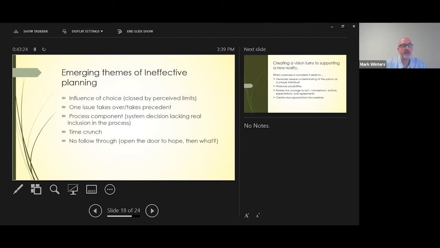Ineffective planning, not to say that this happens all the time, but there are times when planning becomes difficult and it is not as effective as it could be. And these are the reasons why. When it's influenced by choice, right? When there is influence of the choice, where we are closed off to the perceived limits that person might have. This goes back to the previous slide and what I was saying.